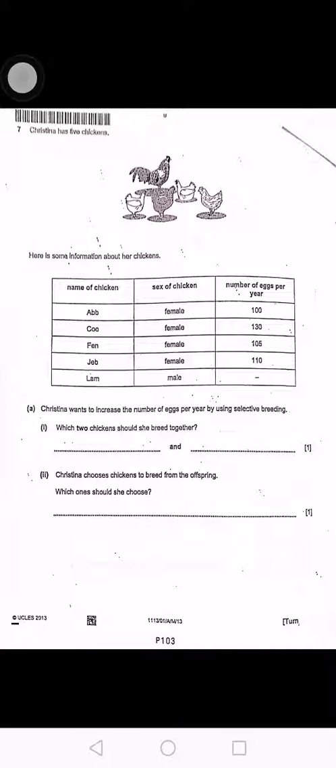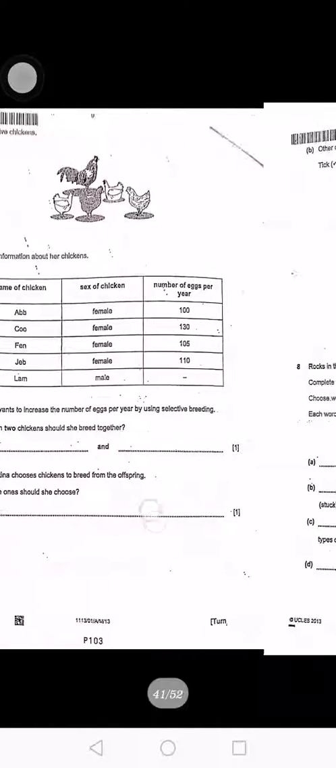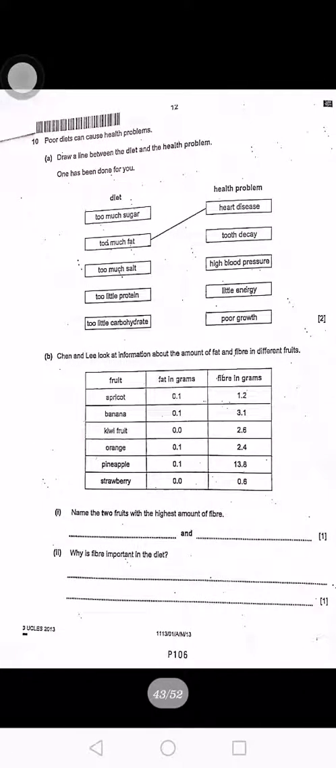Question 7, we did it before that. Open on question 10. Poor diets can cause health problems. Draw a line between the diet and the health problem. One has been done for you. Diet: too much sugar causes tooth decay. Too much sugar, tooth decay.